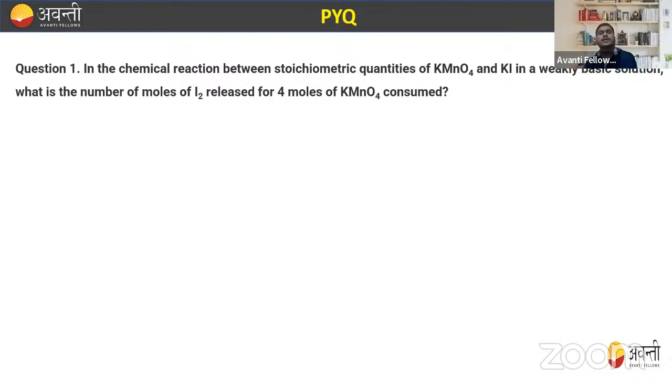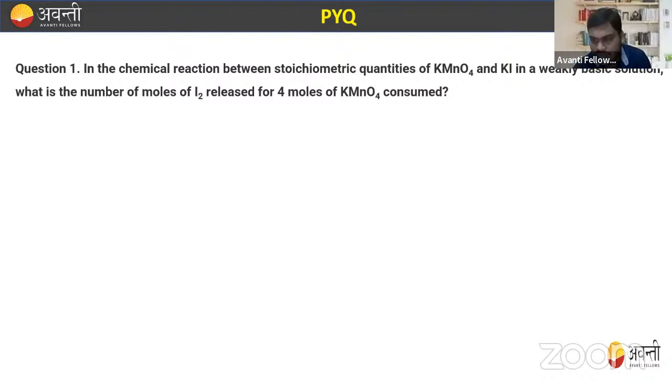What the question asks: in a chemical reaction between stoichiometric quantities of KMnO4 and KI in weakly basic medium. Here the condition given is weakly basic medium. What is the number of moles of I2 released for 4 moles of KMnO4 consumed? Either you use the mole concept for this question, or the equivalent concept. You can use either, because you have to find the number of moles of I2 released for 4 moles of KMnO4 consumed.